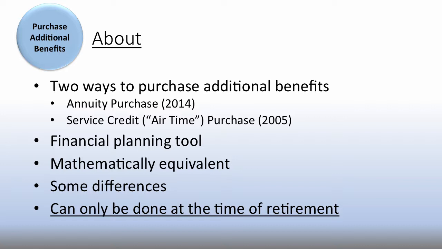But prior to that, you actually could buy what was called airtime. It was a service credit purchase. And we were able to get that law passed in 2005. Federal law allowed us to do that, but not the annuity. In 2012, federal law changed, and we were able to take advantage of doing an annuity directly out of the pension fund. Now, people say, well, is this a benefit to me?